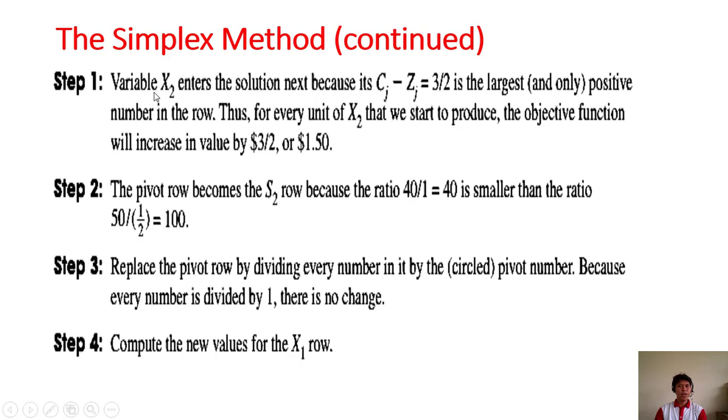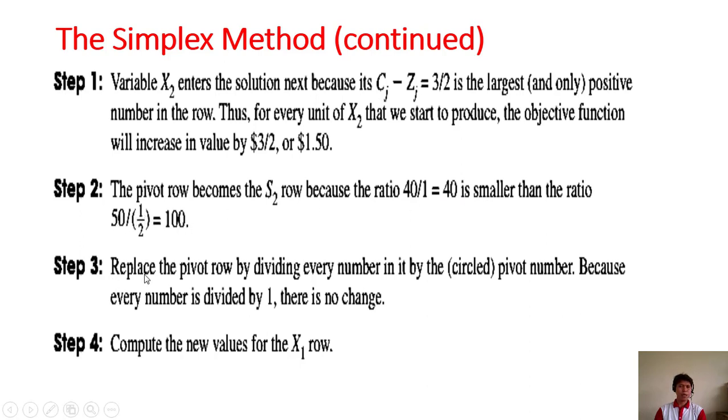for step 1, variable X sub 2 enters the solution next because its Cj minus Zj is equal to 3 halves, the largest and only positive number in the row. Thus, for every unit of X sub 2 that we start to produce, the objective function will increase by 3 halves, or $1.50. So step number 2, the pivot row becomes the S sub 2 row because the ratio 40 over 1, which is equal to 40, is smaller than the ratio 50 over 1 half, which is equal to 100.